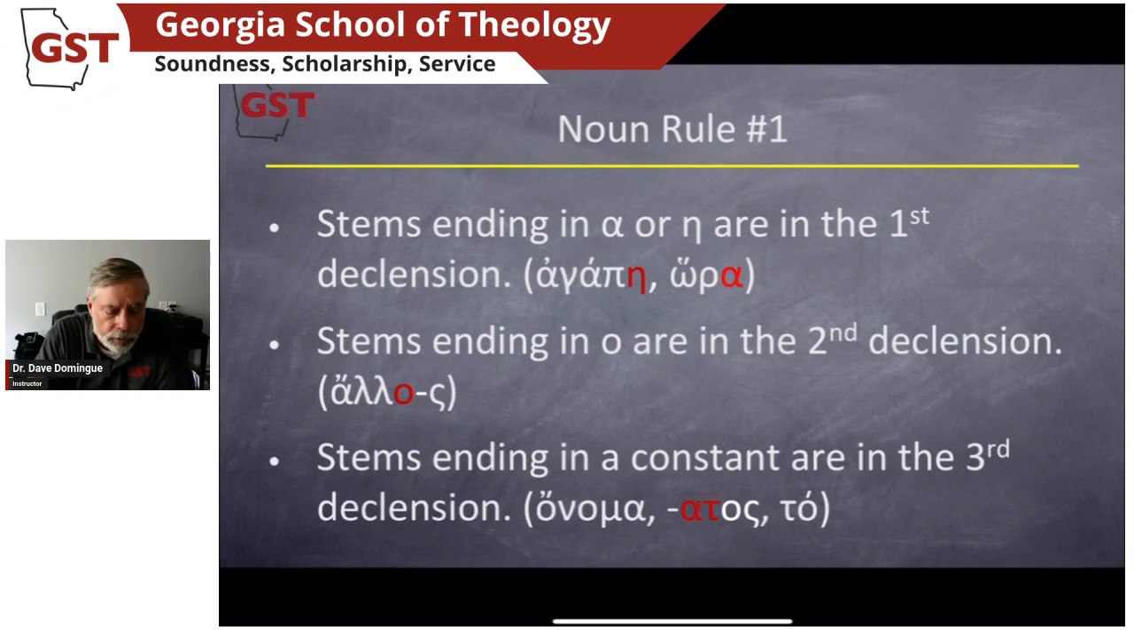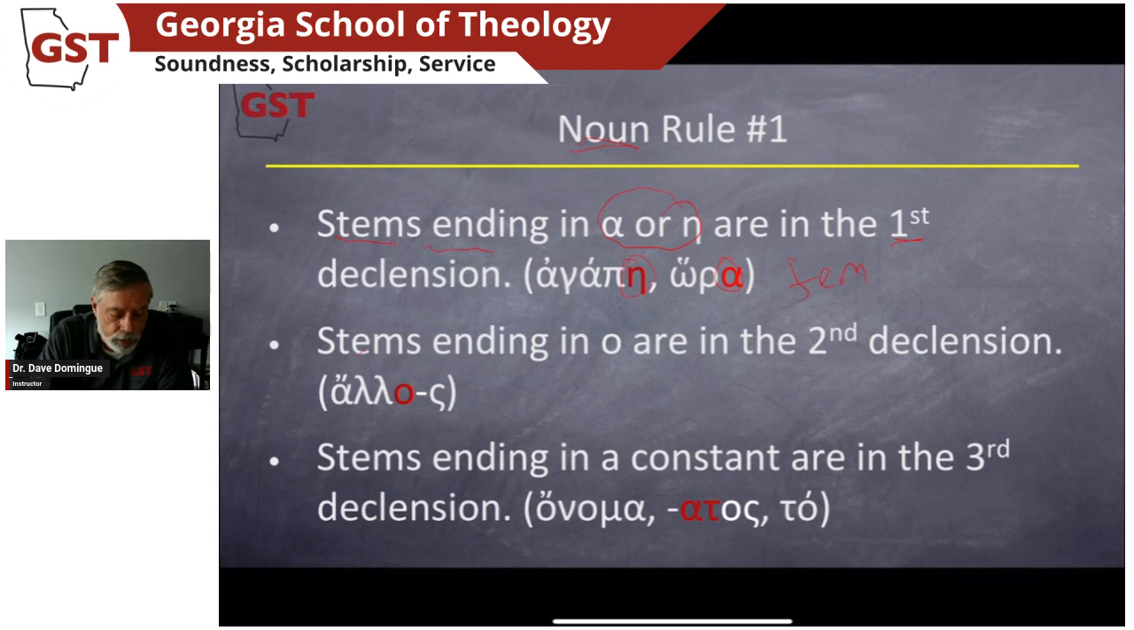So noun rule number 1. Stems, right? Not the case ending, but stem endings in an alpha or eta are in the first declension. Alpha or eta. What does that mean? That means it is going to follow a pattern so that we can recognize the case endings for feminine words. Now, mostly feminine words, okay? Not all first declension words are feminine. There are some masculine words, but not a lot. But that's the general pattern, all right?